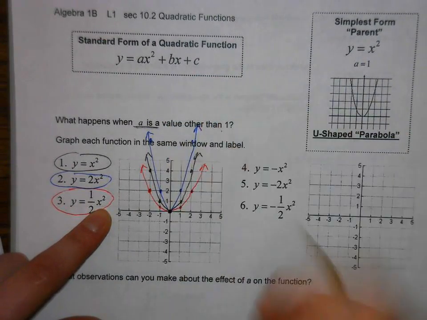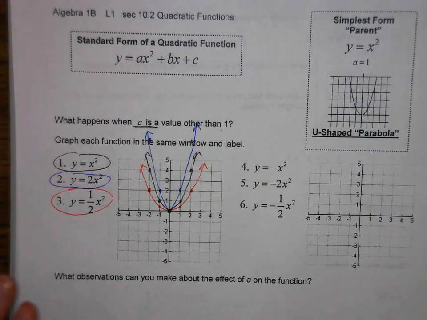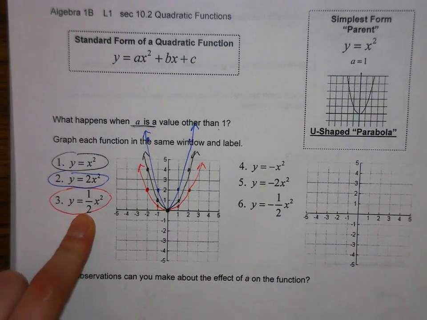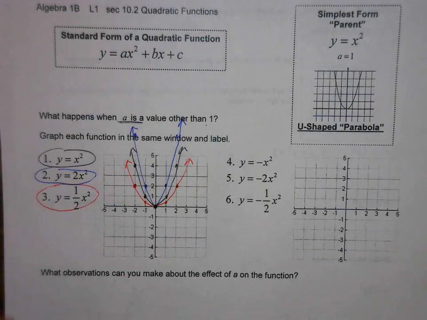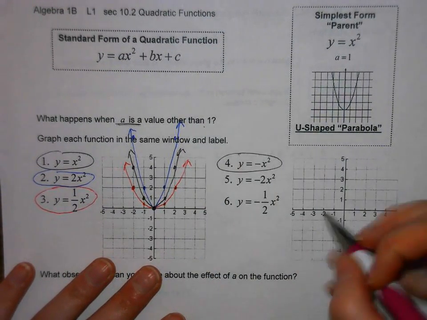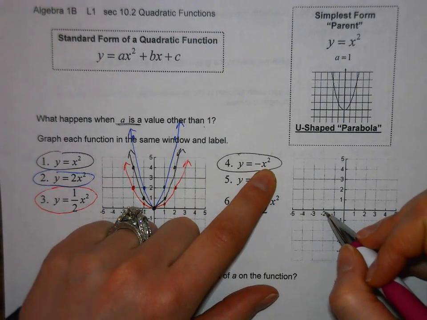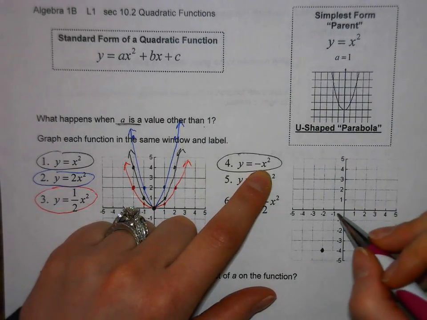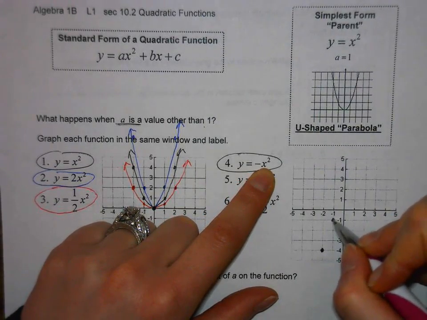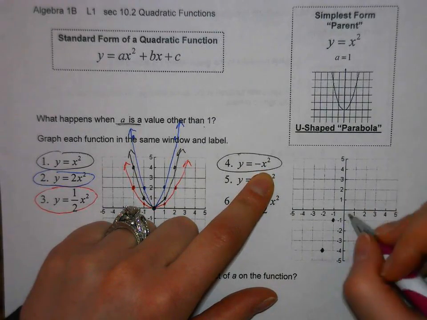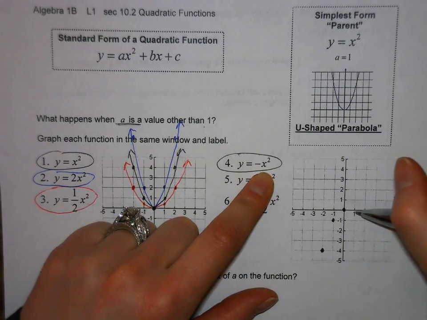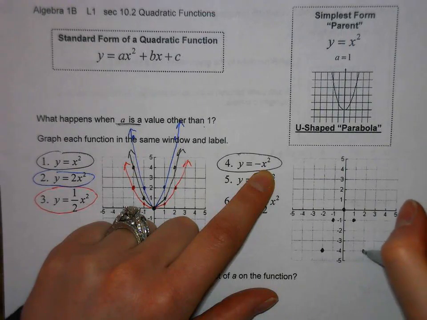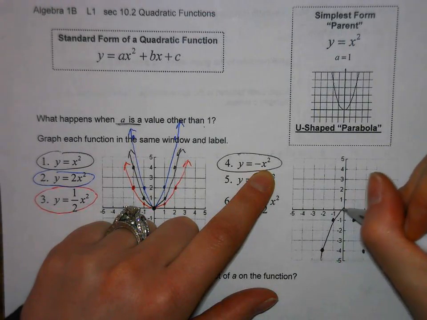Okay, let's take a look now when a still has those same values, 1, 2, and a half, but what happens when they're negative? So if we first start with our parent function, use negative 2. Negative 2 squared is 4, but now it's negative 4. Negative 1 squared is 1, but it's a negative 1. 0 squared is 0, and there's no negative 0. 1 squared is 1, and it's negative. 2 squared is 4, and it's negative. So it looks like it's that same parabola, just flipped upside down.